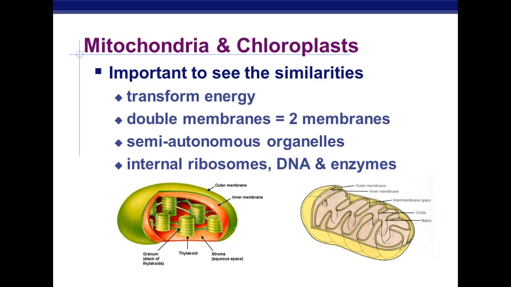Finally, both of these organelles have internal ribosomes, DNA, and enzymes. Let me repeat that. Both of these organelles have internal ribosomes, DNA, and enzymes. Let's see. They both have a double outside membrane and can move, change shape, and divide, and they have their own ribosomes, DNA, and enzymes.